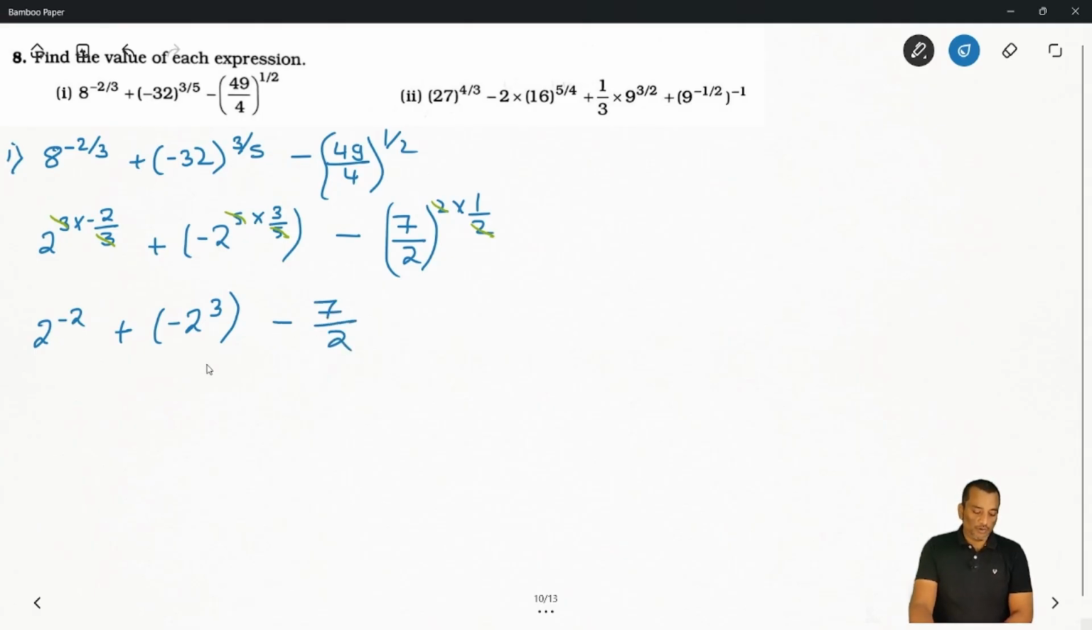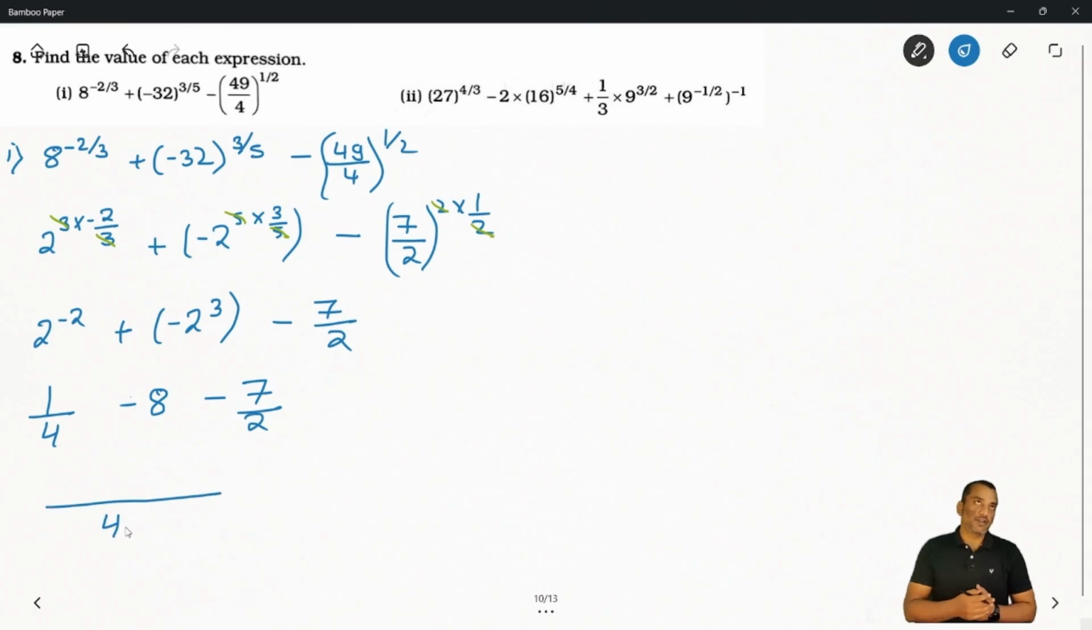Okay, now you can see it properly. So 2 to the power minus 2, you will get what? 1 by 4, and this one you will get how much? 2 to the power minus 3. So you will get this one equal to minus 8, and this one you will get 7 by 2. Now you can take an LCM. LCM you will take of 4 and 2. LCM you will get how much? 4. So you can take 4 as the LCM.